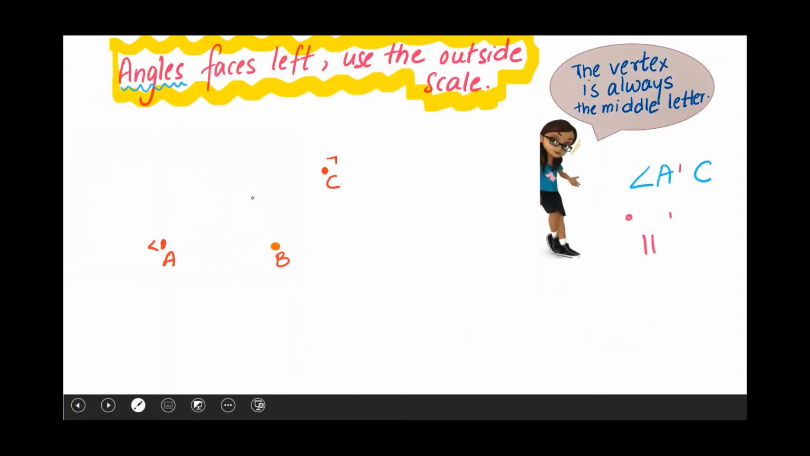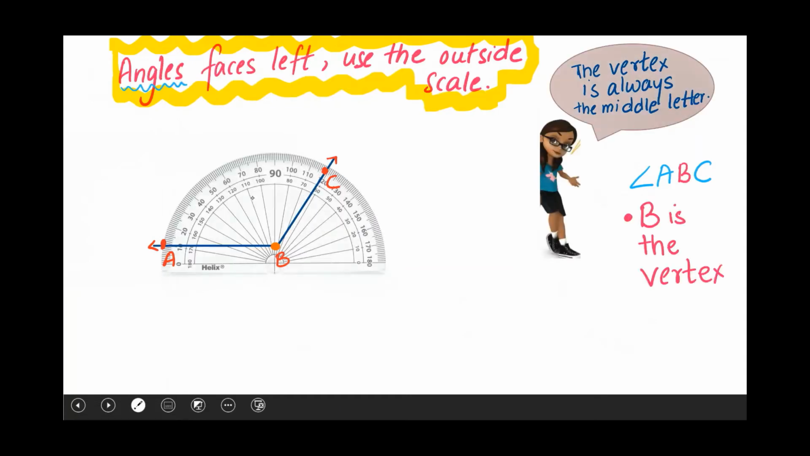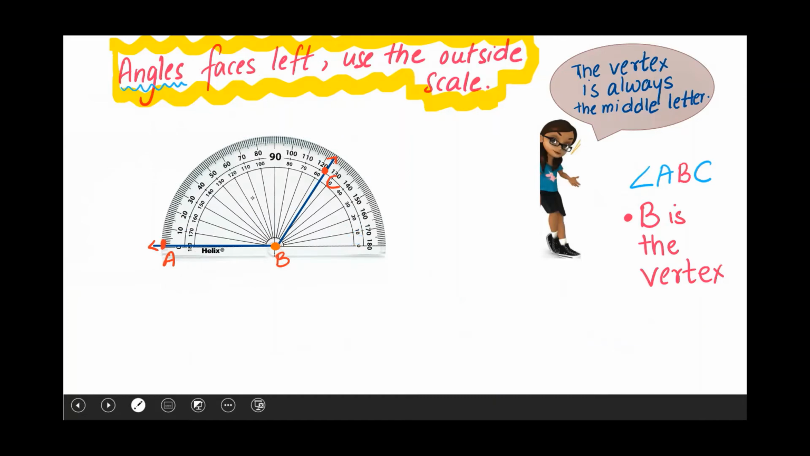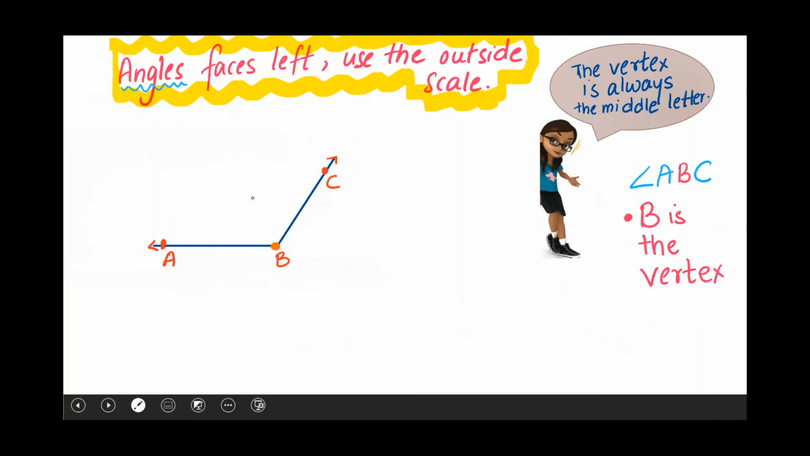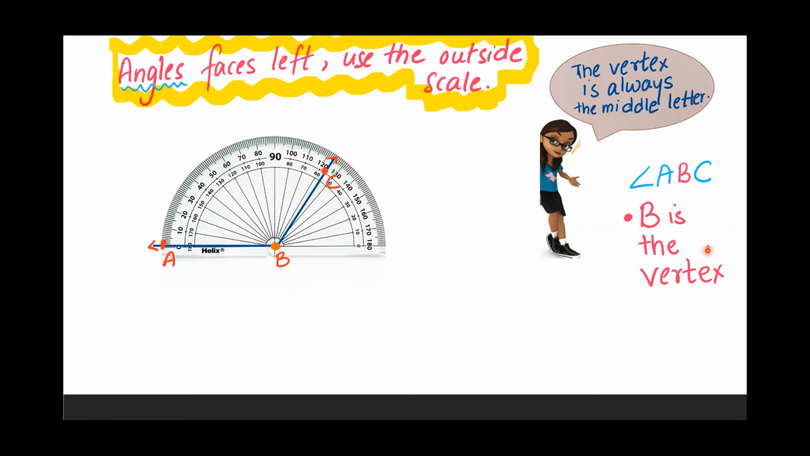Now, angle faces left, use the outside scale. Okay? Now, here as you can see, this is angle ABC. Now, you have to remember something here. The vertex is always the middle letter. Now, there's an angle ABC. ABC, B, the middle letter, will always be the vertex. Okay? Now, if I want to measure this angle, I will place my protractor on the vertex. I know over here that B is the vertex.